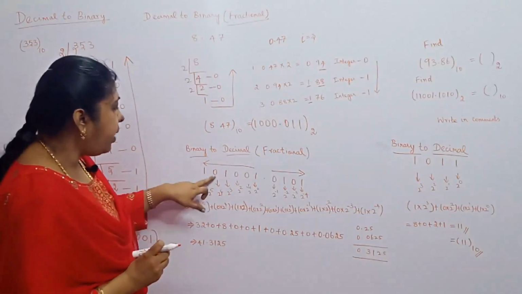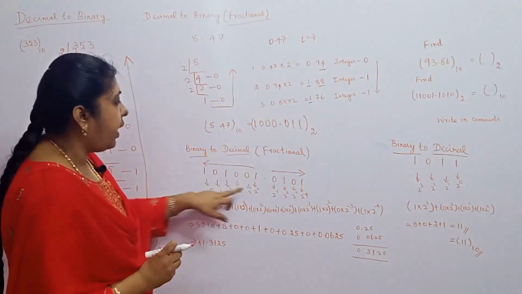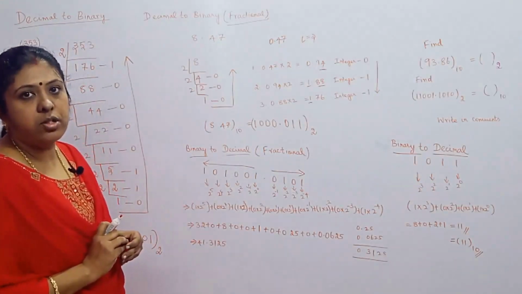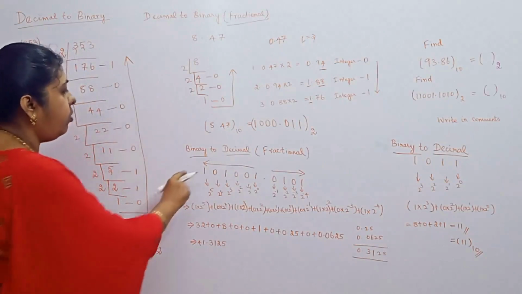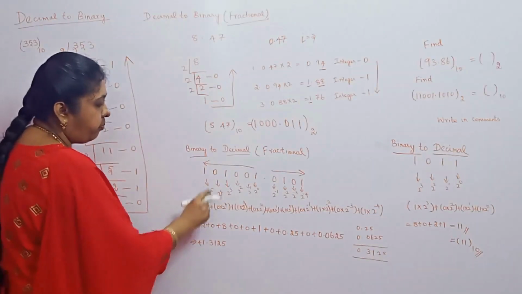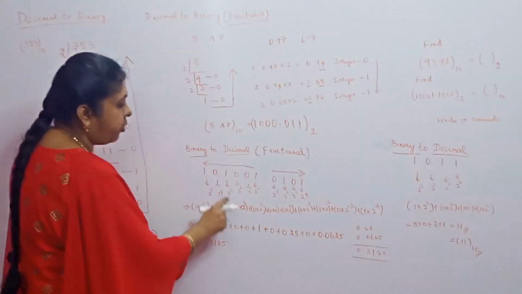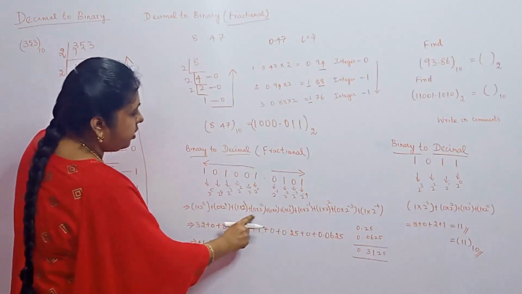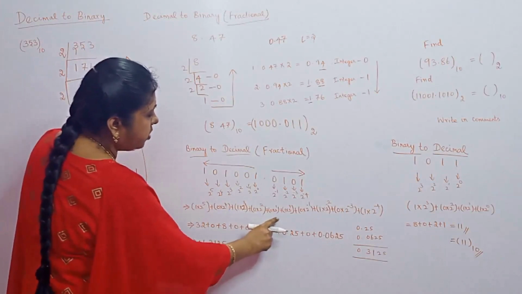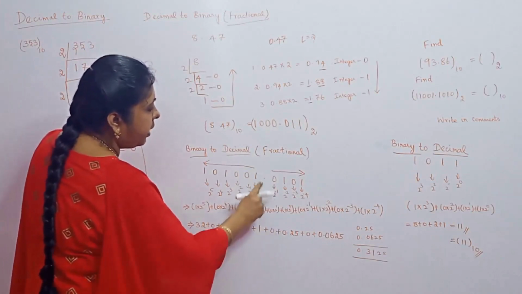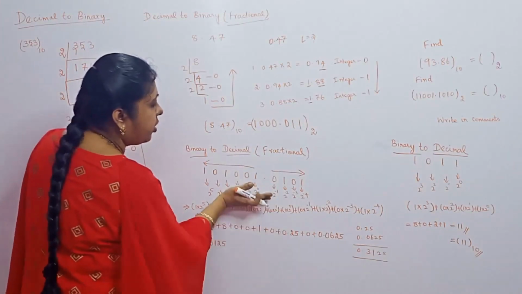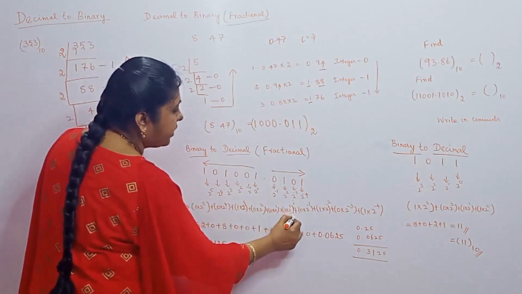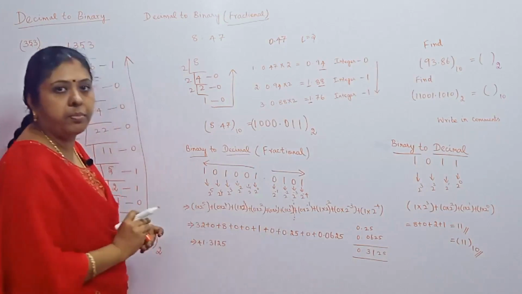We have to multiply all those weightages and then finally sum the values of the products. So 1 into 2 power 5, 0 into 2 power 4, 1 into 2 power 3, 0 into 2 power 2, 0 into 2 power 1 plus 1 into 2 power 0. Till this, the integer values are represented here. Just for your understanding I am marking this.